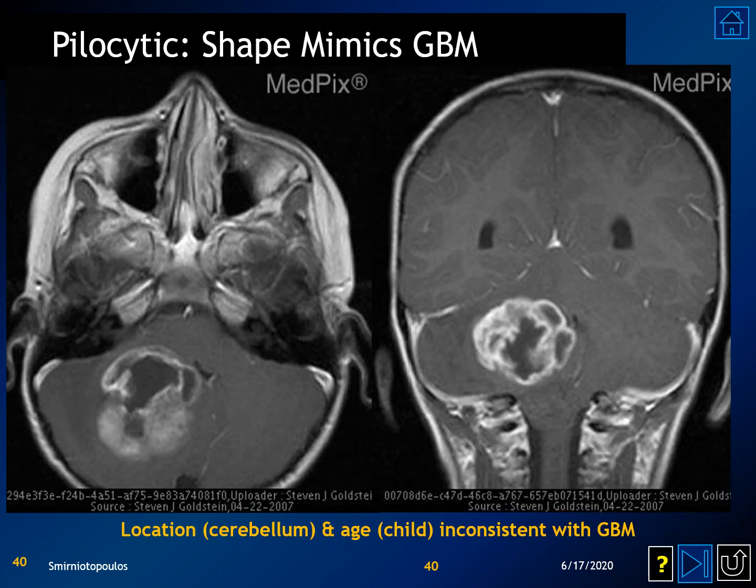Here are a couple other examples of pilocytic astrocytomas. The very heterogeneous nature of this ring-enhancing lesion mimics the morphology of a GBM, but again, the posterior fossa location and the age of the patient are inconsistent with a glioblastoma multiforme. Not impossible, but not suggestive of a GBM.